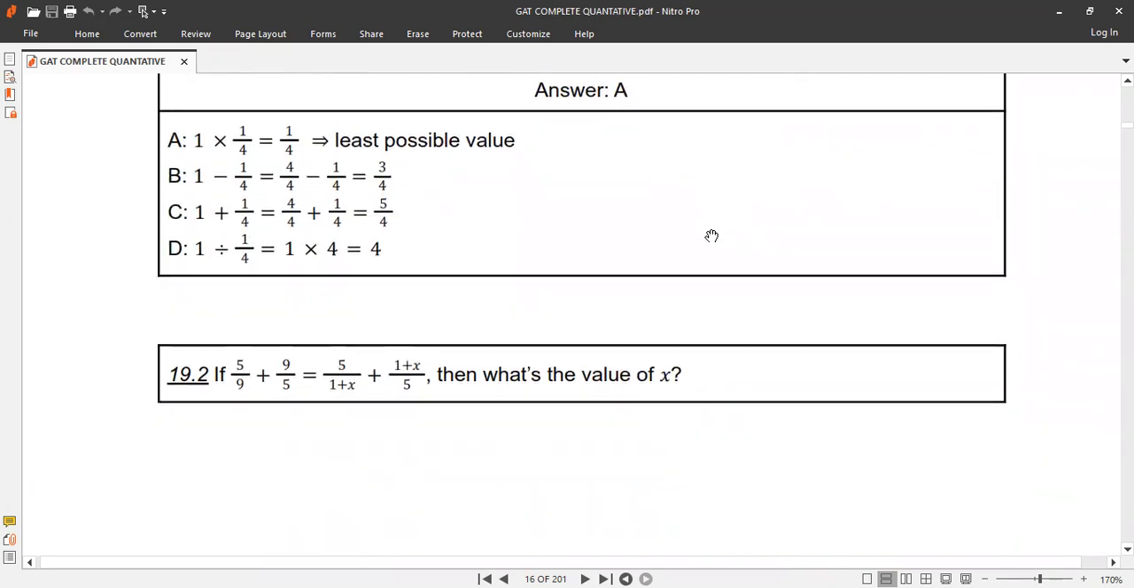This is a very nice question. Guys, if 5 over 9 plus 9 over 5 equals 5 over 1 plus x plus 1 plus x over 5. So here, if we want to compare 5 over 1 plus x, which is 9, plus here we have down 5 and up we have 9. So it means that 1 plus x equals 9. This means that x equals 8.